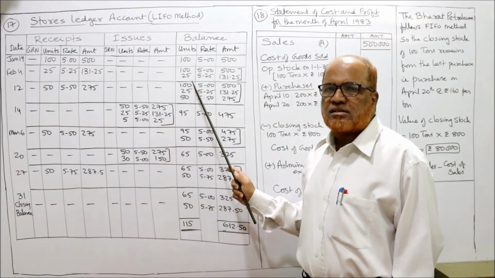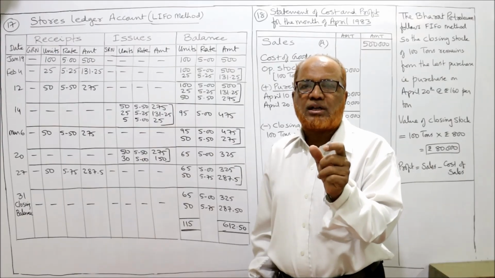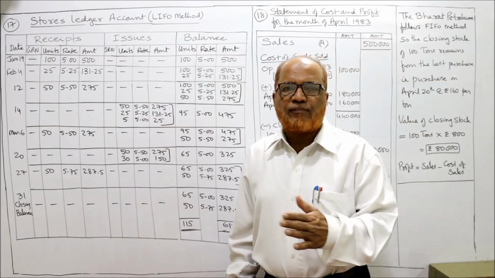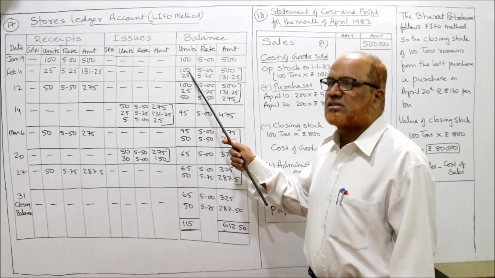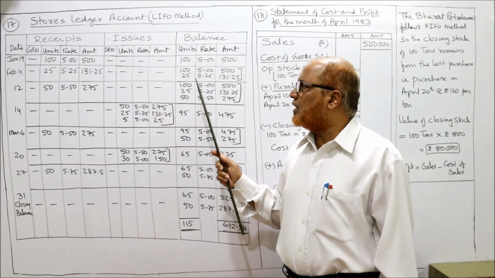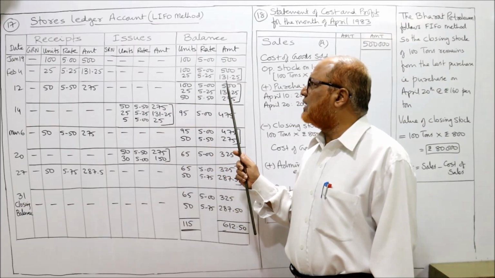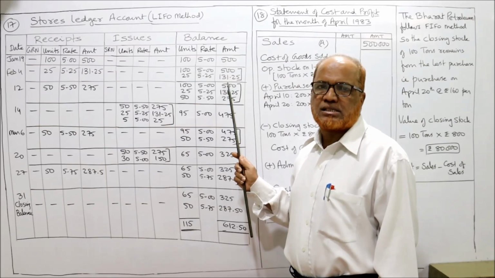So take that balance. In FIFO and LIFO methods, we have to keep every lot separately. We should not club them. All the different lots should be kept separately. The first lot was 100 units at 5 rupees, 500. Second lot, just now we have purchased 25 units at 5.25, 131.25. So 2 lots we are having in our balance.